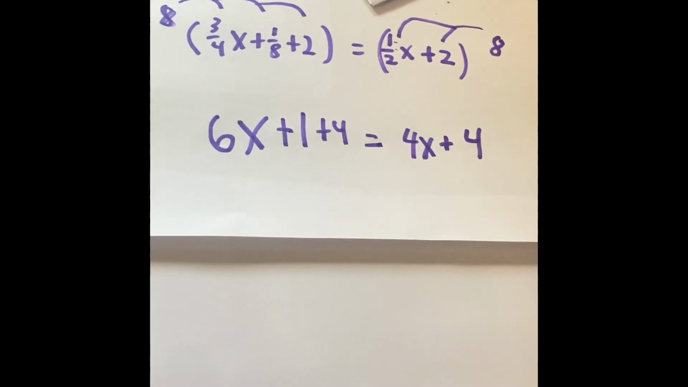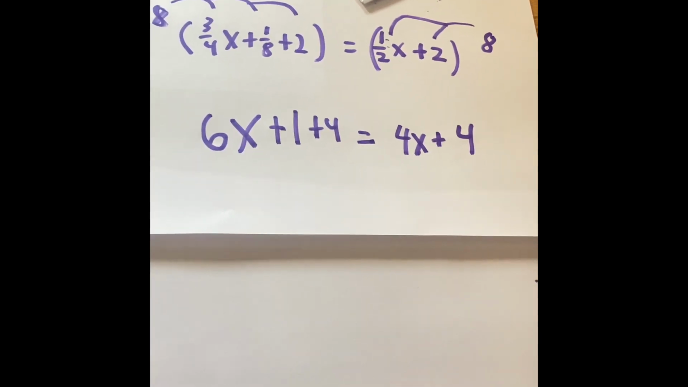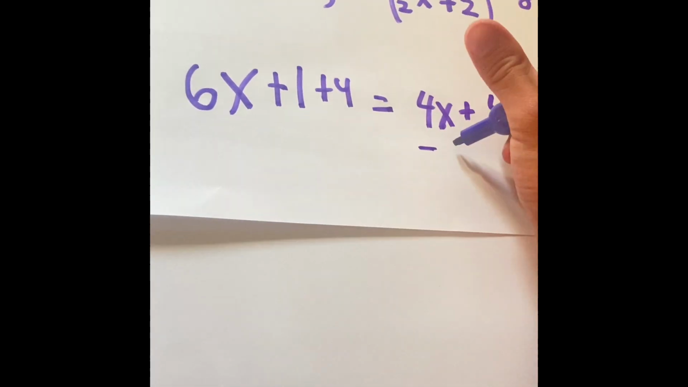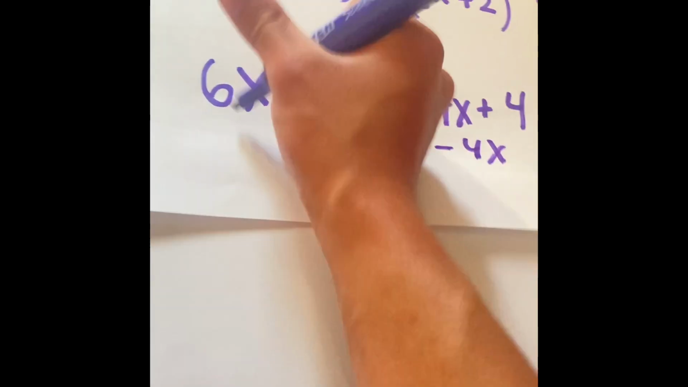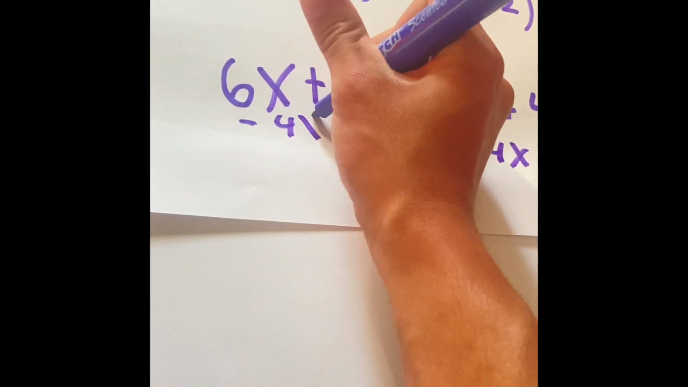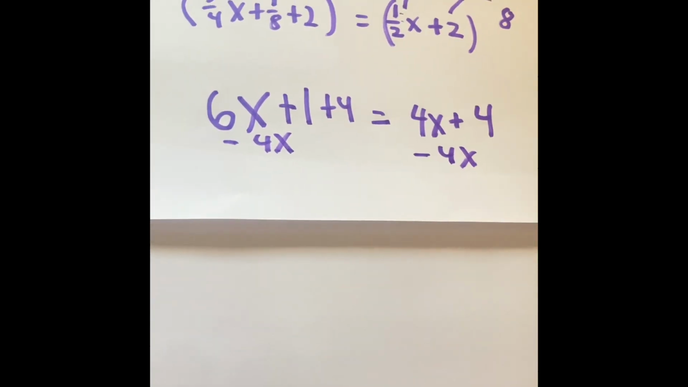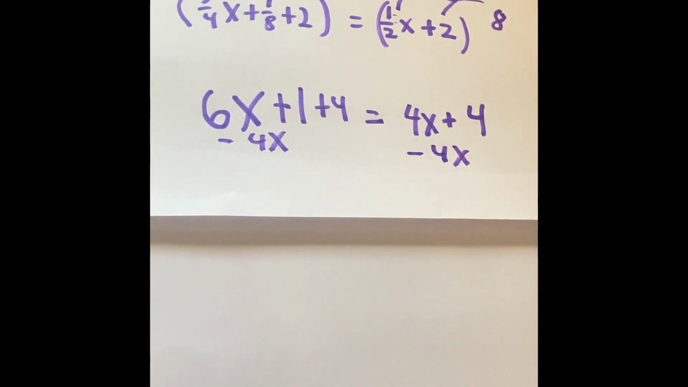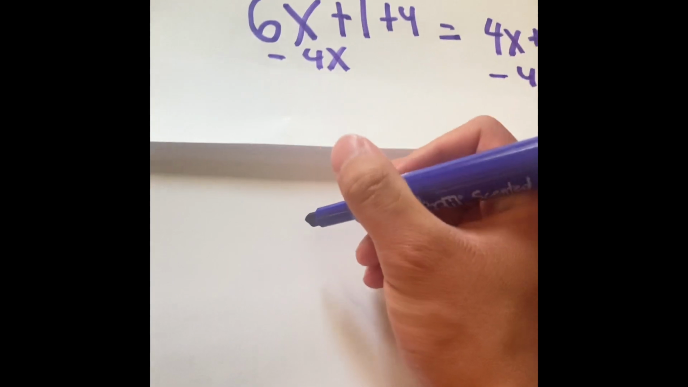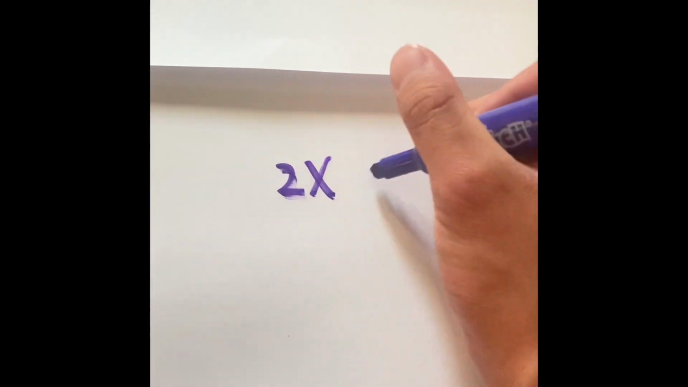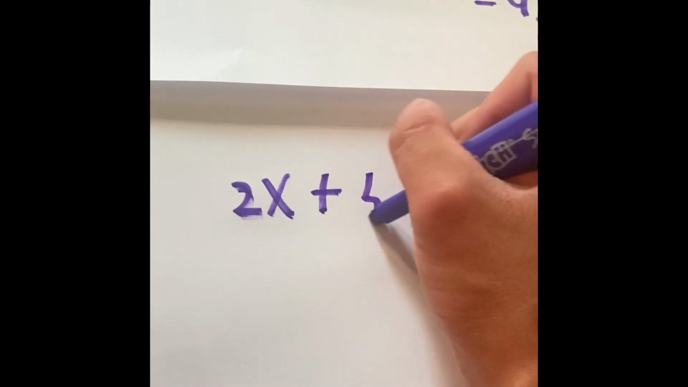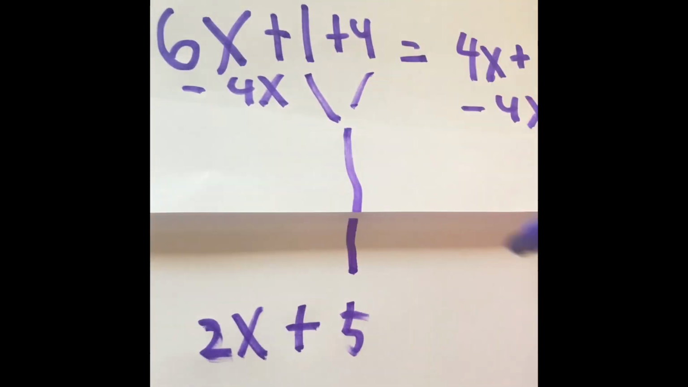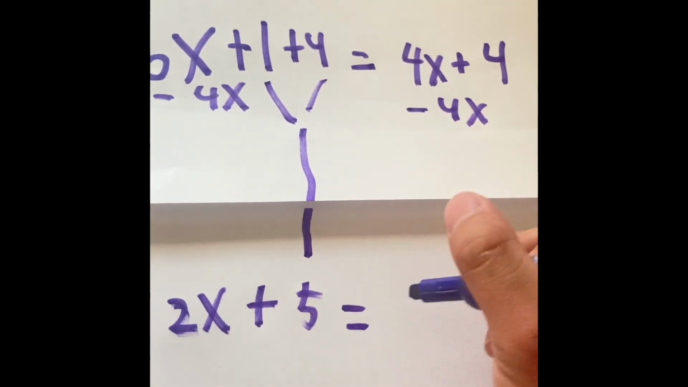Now, let's start simplifying normally. We've got to combine like terms, because we've got to subtract 4x from this side, and subtract 4x from that side. That is the subtraction property of equality. So we have now 2x plus 5, because we get the 1 and the 4 added together to make a 5, is going to equal 4.